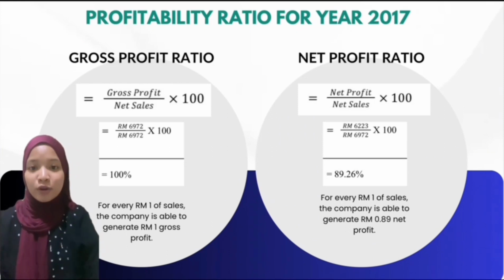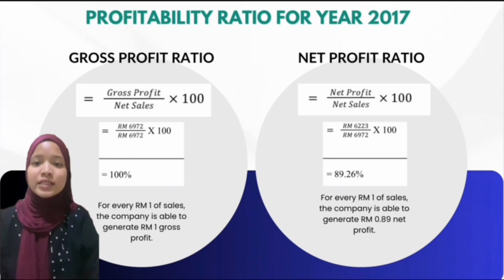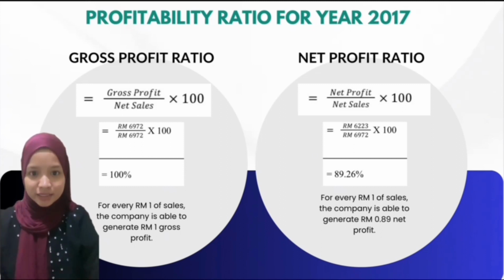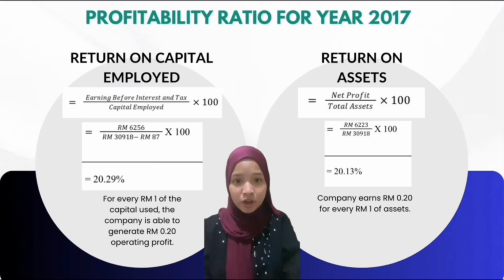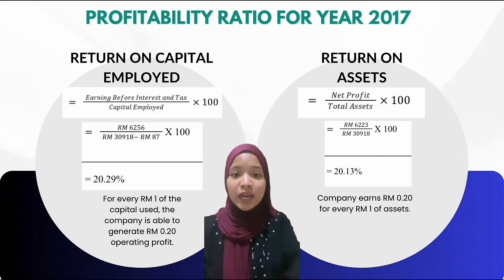Therefore, for every 1 ringgit of sales, the company is able to generate 89 cents net profit. Third, we have return on capital employed, where earning before interest and tax per capital employed multiplied by 100. Capital employed can be obtained by the total assets minus current liabilities.